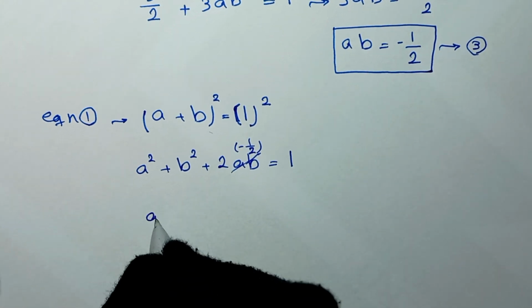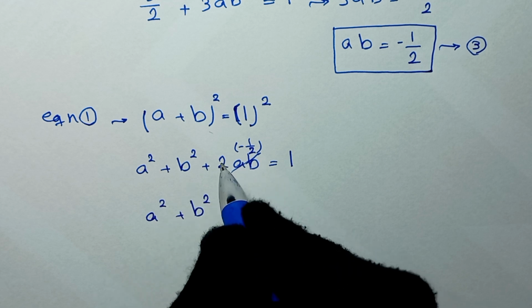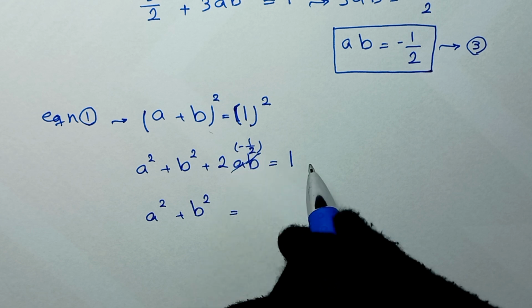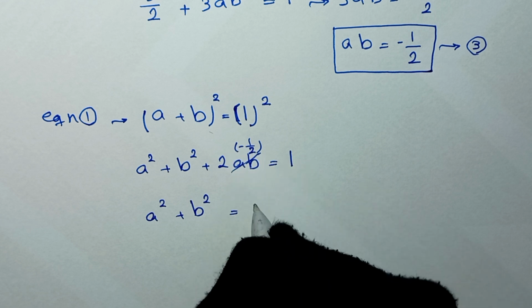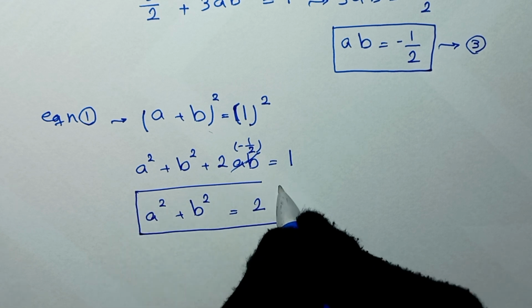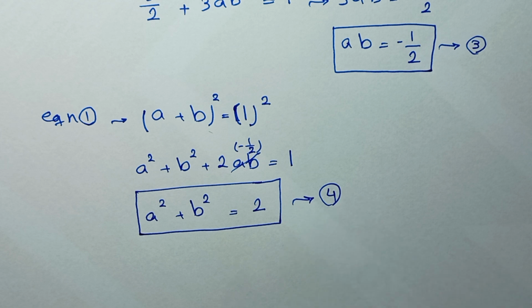It will be a square plus b square is equal to 1 minus 2 times negative 1 over 2, which is negative 1 moved to the other side, so 1 plus 1 is 2. So a square plus b square is equal to 2. We label this as equation 4.